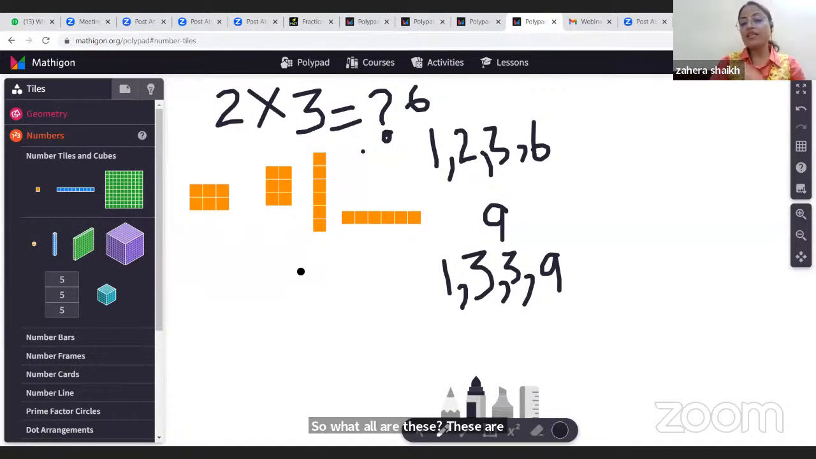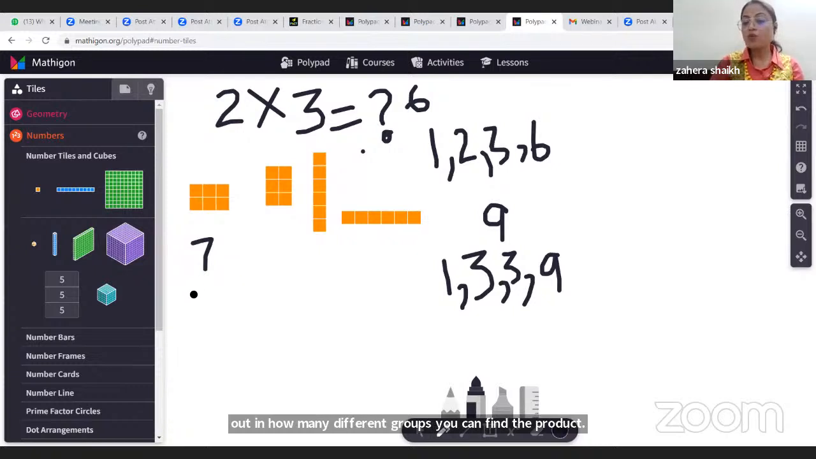Again, okay. Now after these numbers, I'm asking my child to find out in how many different groups you can find the product as 7. Again, they are using their understanding and the known knowledge from their memory, and they are trying to get that idea, like how many groups I can make to represent 7 as a product.